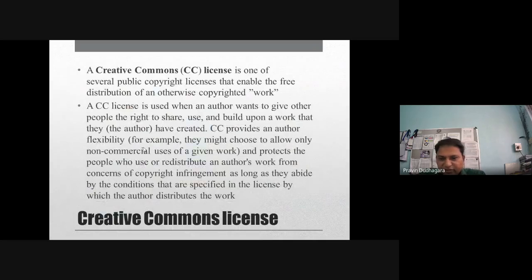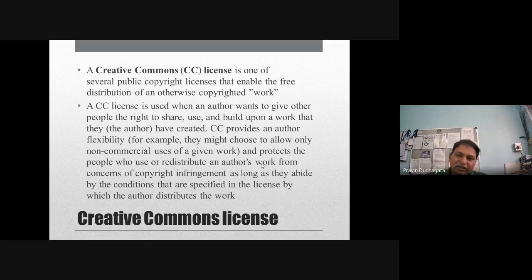Okay, now at the last part, we should ultimately go through the Creative Commons license. Actually, it is nothing but one of the several public copyright licenses that enable the free distribution of an otherwise copyrighted work. I think the majority of students who go through a particular paper have seen CC BY NC, CC BY SA. That CC is nothing but the Creative Commons license.